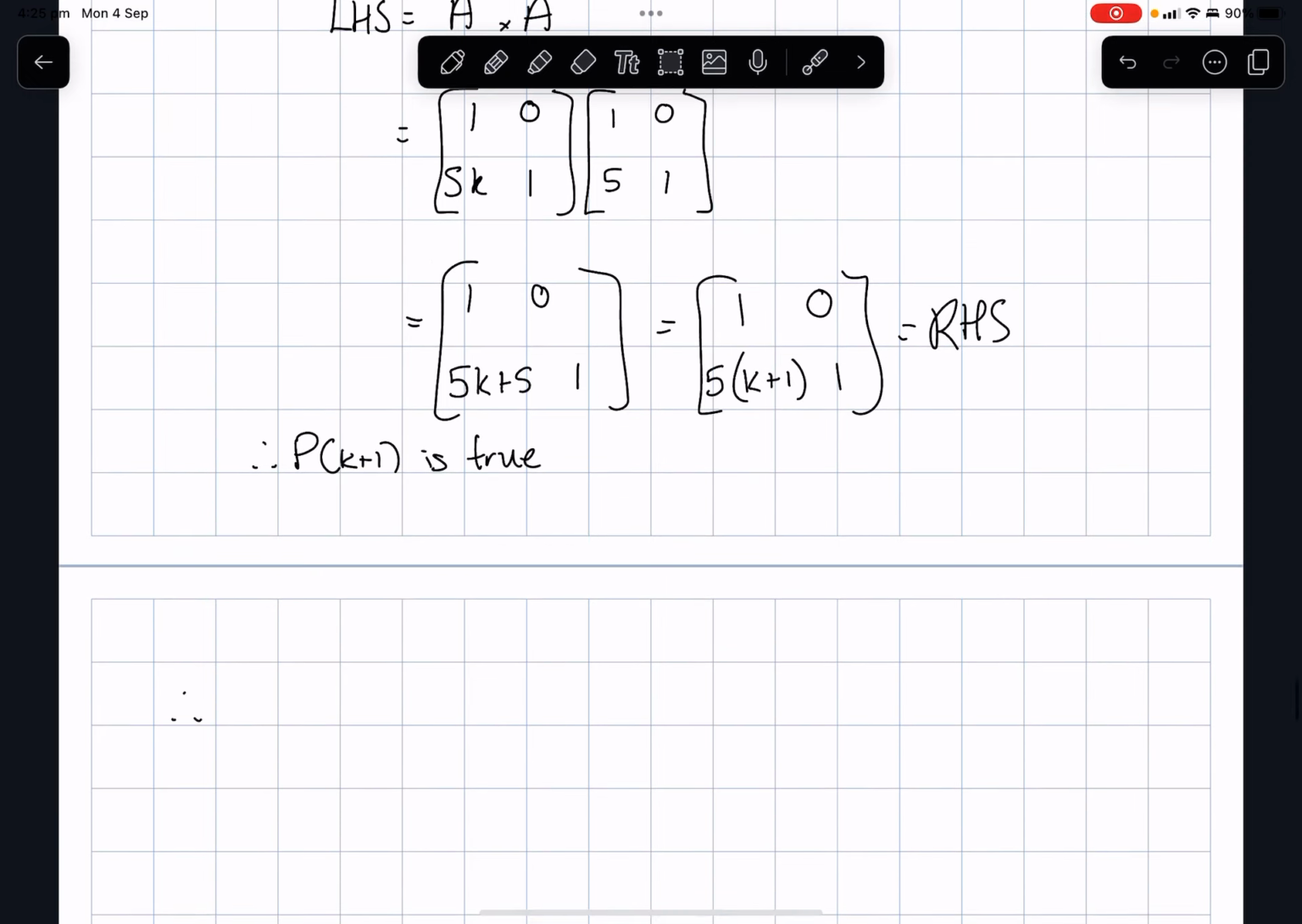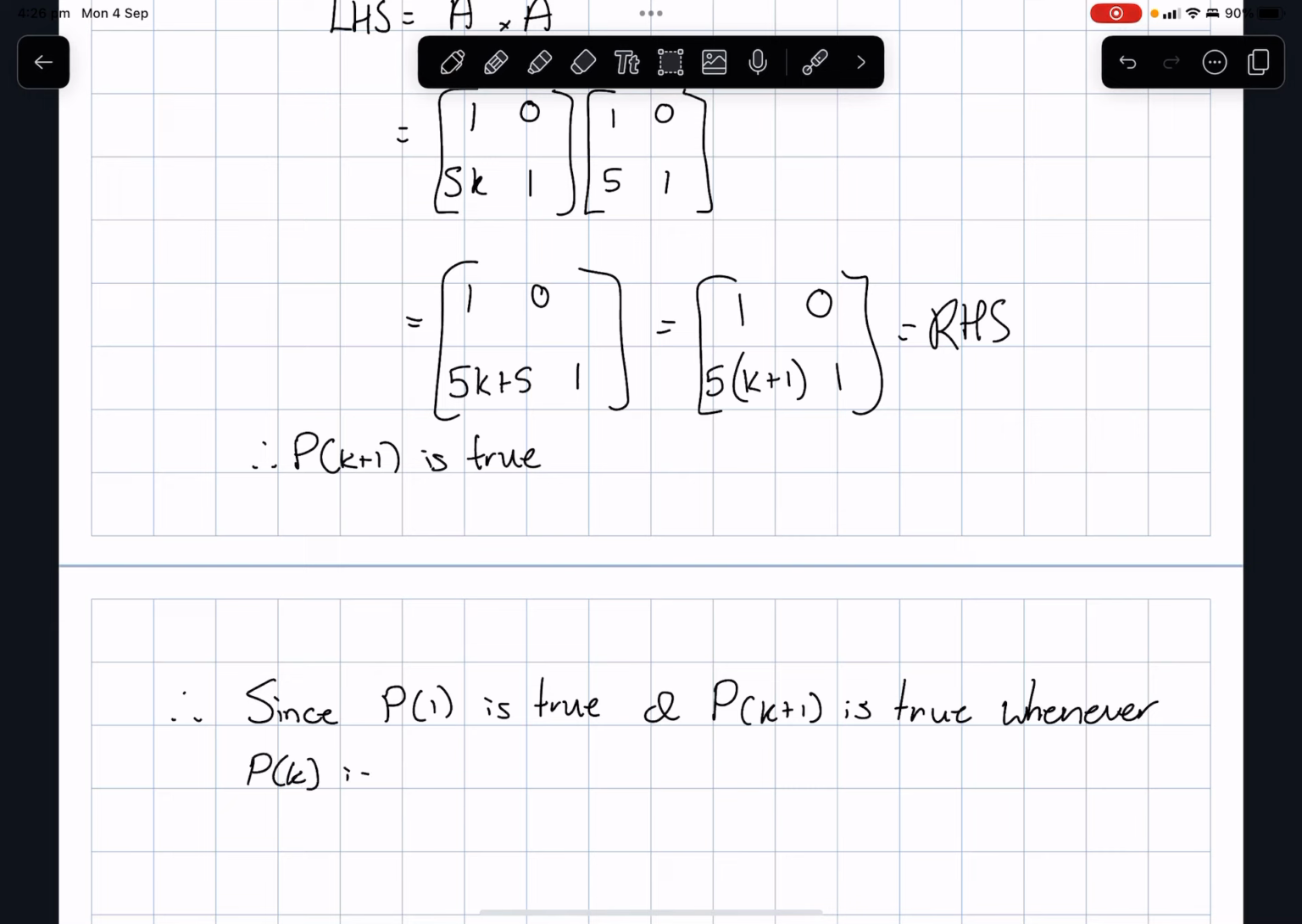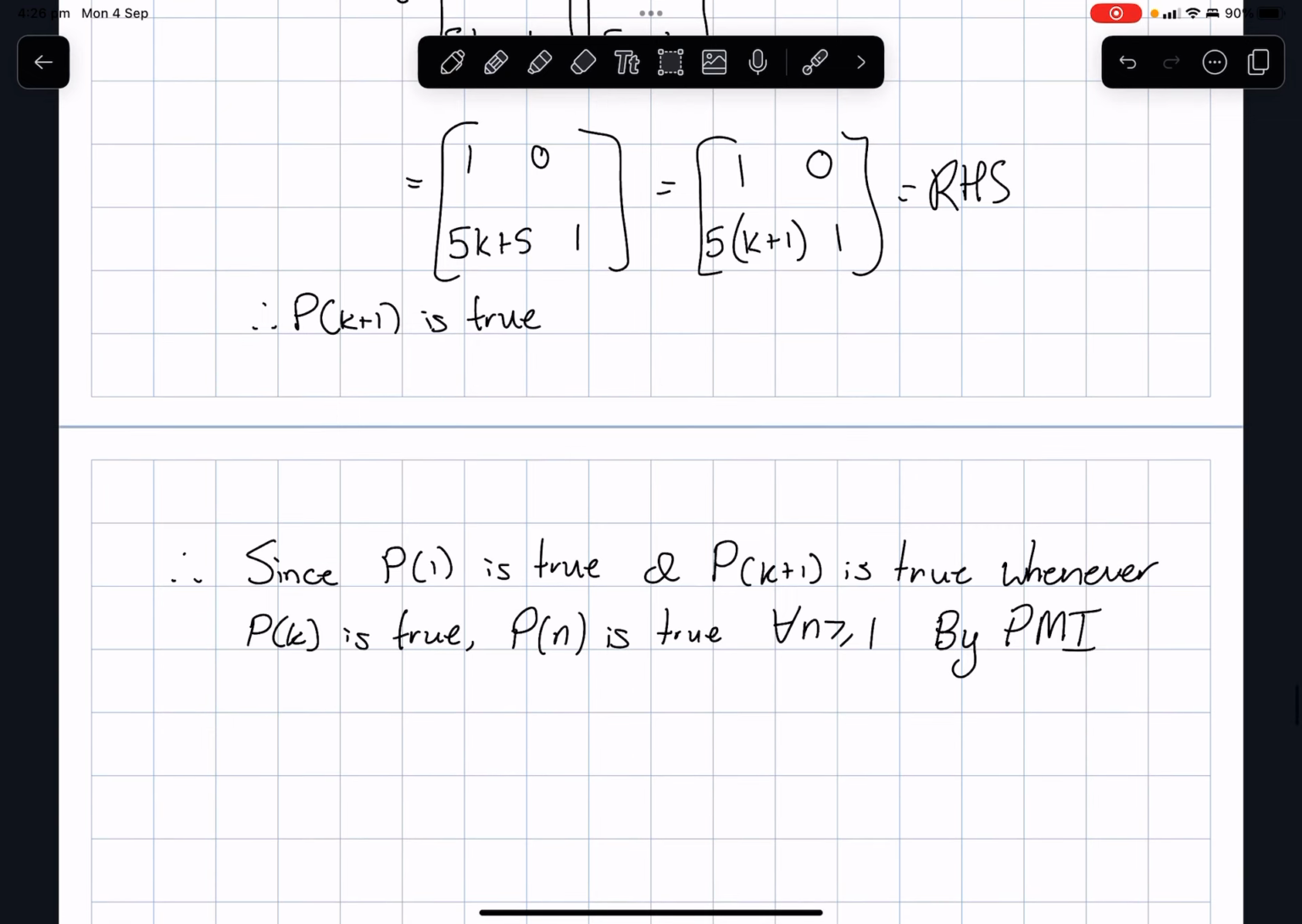So finally, therefore, since P of 1 is true and P of k plus 1 is true whenever P of k is true, that means P of n is true for all n greater than or equal to 1 by PMI. Alright, so that ending sentence never changes. That's our sort of summation there.